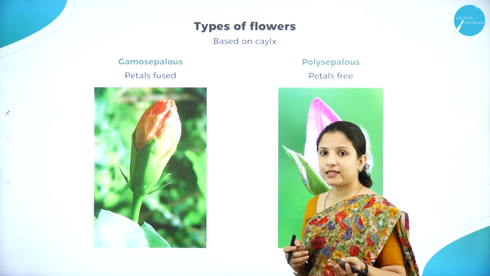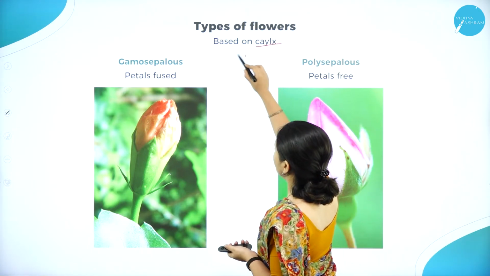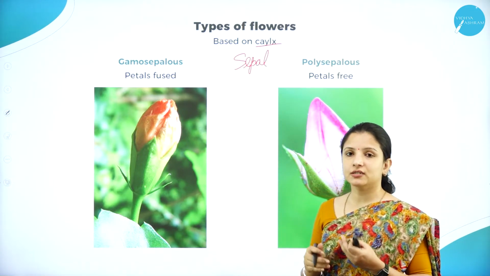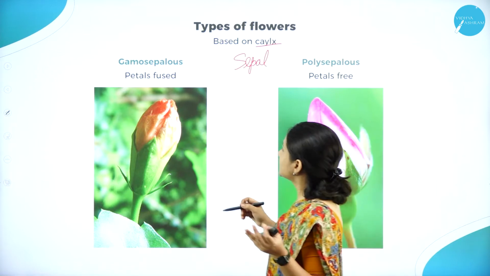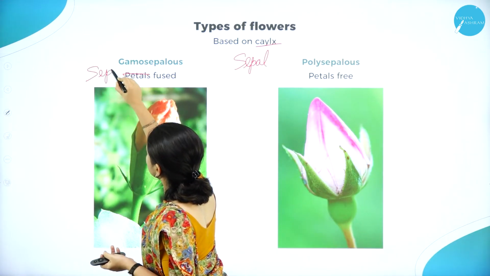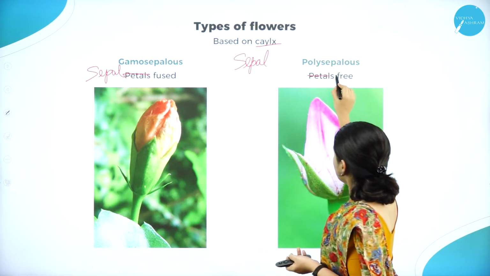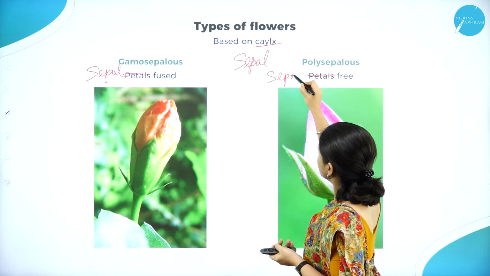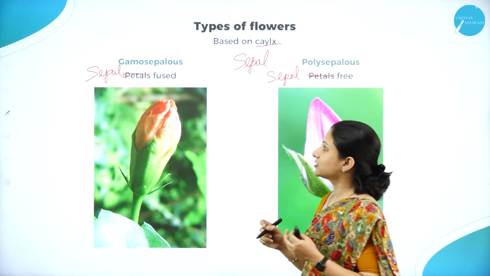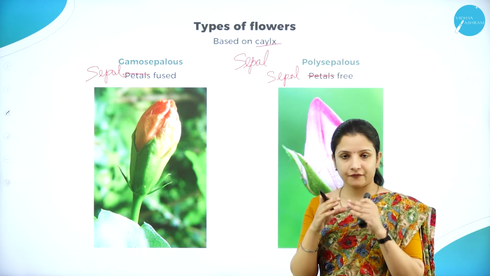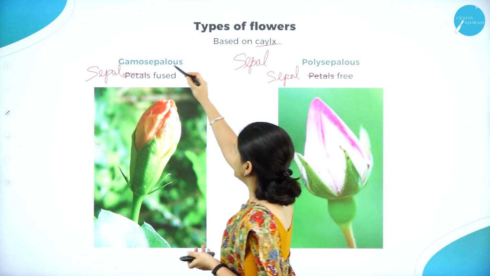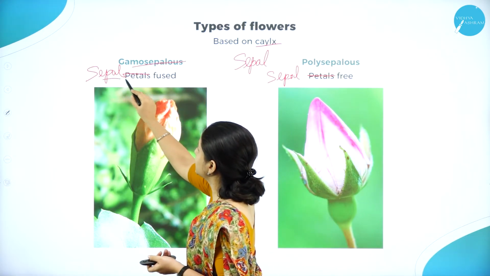So next, moving on to based on the calyx. So what is calyx? Calyx is nothing but the sepal, right? So based on the sepal, flowers are of two types, that is based on whether the sepal is fused. There is a mistake, sorry for that. So based on the sepal, if it is fused, it is called gamo. Gamo means fusion. So what is fusing here? Sepals are fusing. Therefore it is gamosepalous. So gamosepalous means the sepals are fused.